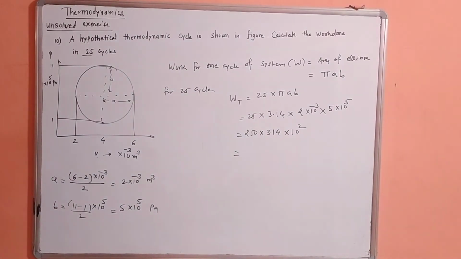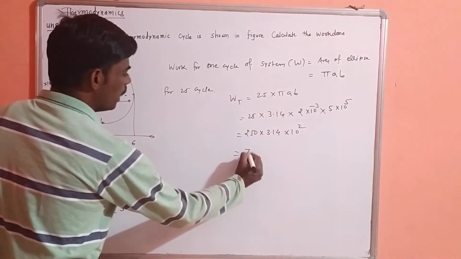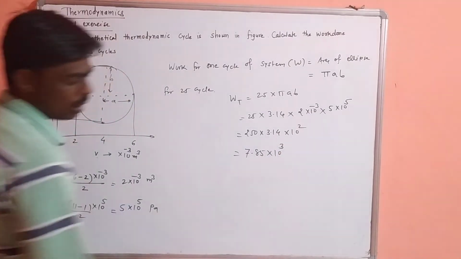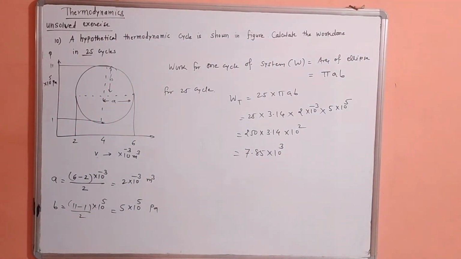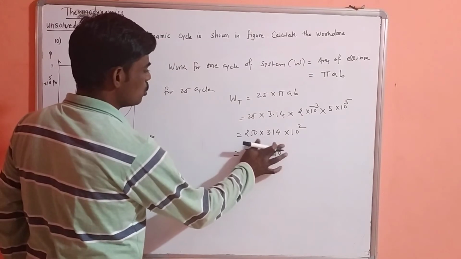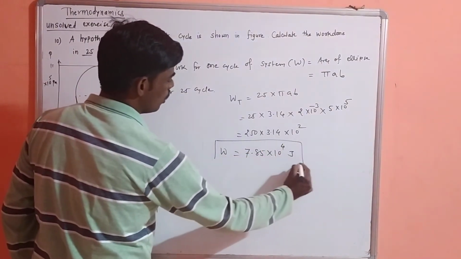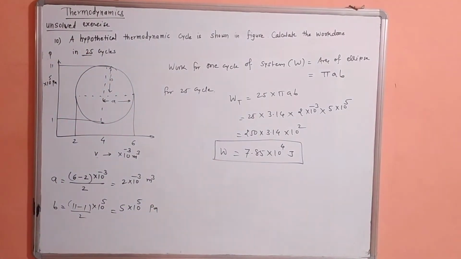On solving this, your result will be 7.85 into 10 raised to power 4 joule. This is the total work for 25 cycles of the thermodynamic system.